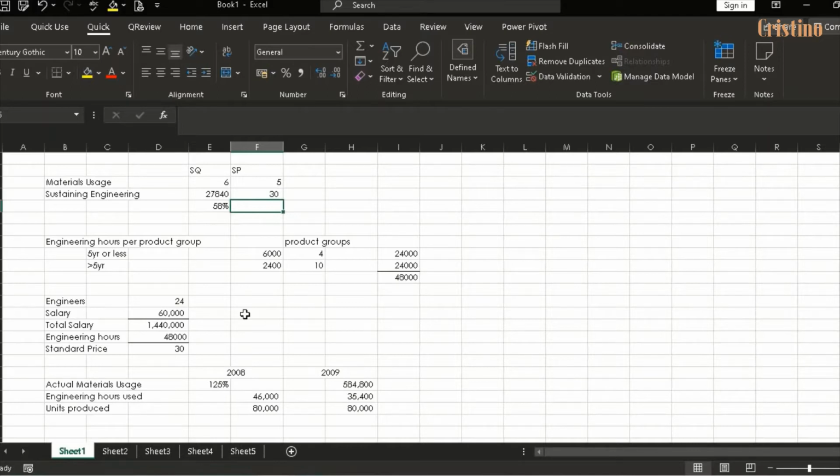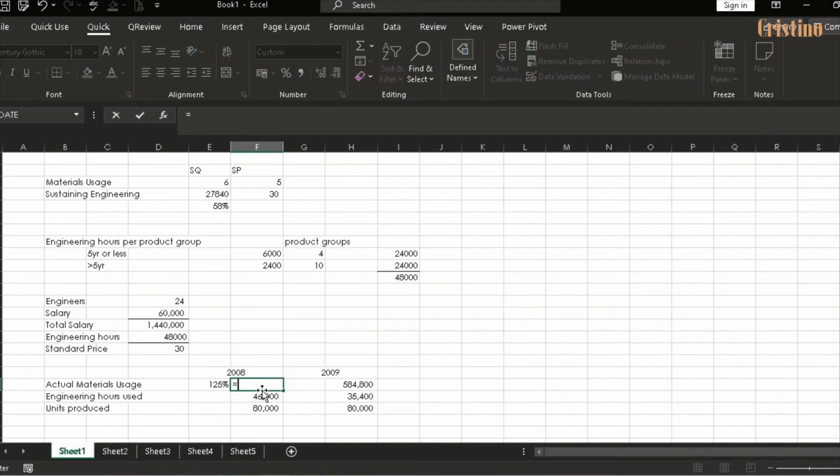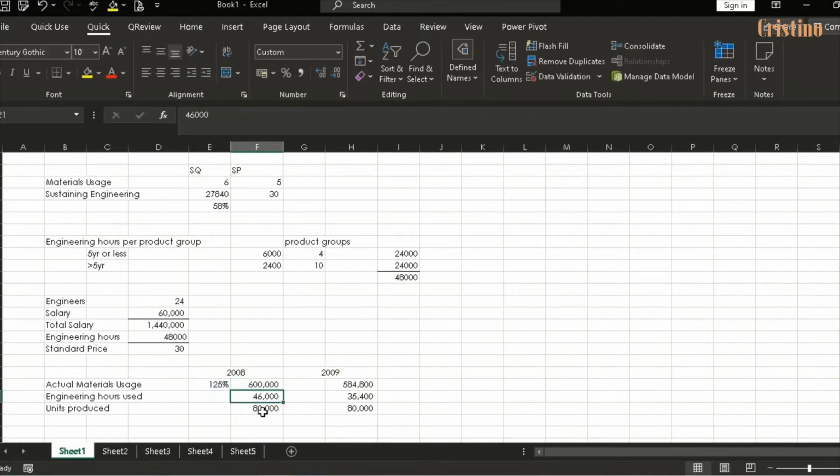The actual materials usage for 2008 is 125% of the standard. The standard for materials usage is 6 pounds per unit. To get the actual materials usage for 2008, we multiply 125% by the materials usage per unit of 6 pounds, multiplied by the units produced, which gives us actual materials usage of 600,000 pounds for the year 2008.